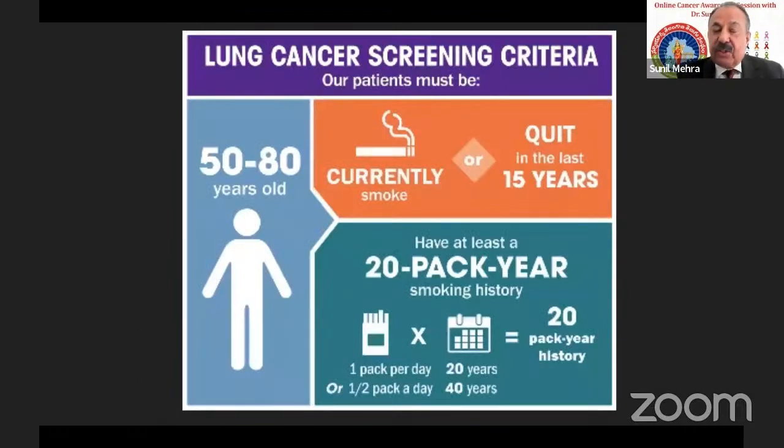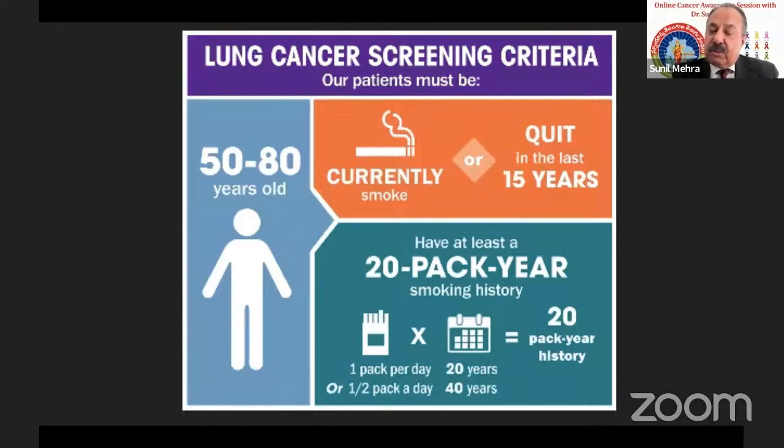So this is the thing. These are the guidelines for lung cancer now. I'm quoting the rule of 50, 80, 20, 15. Essentially it means a person should be age 50 to 80, who is still a smoker or has quit smoking in the last 15 years, and has smoked 1 pack per day for 20 years, or half a pack per day for 40 years, or 2 packs per day for 10 years.